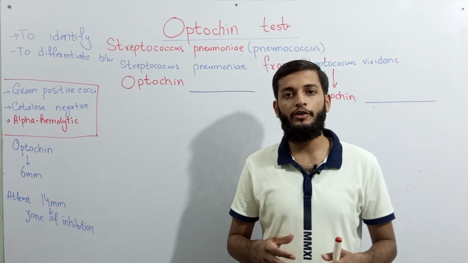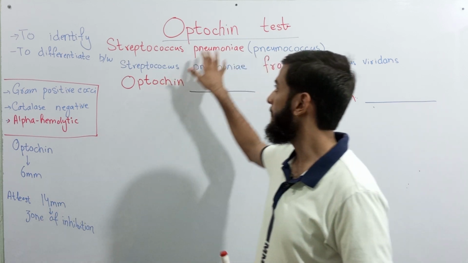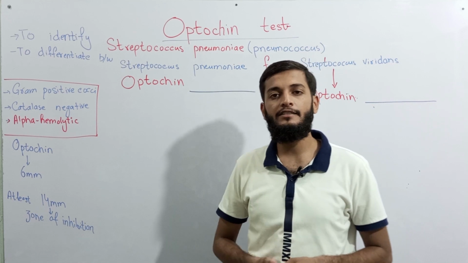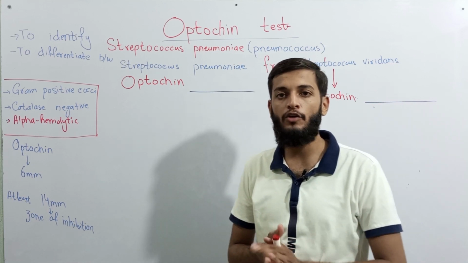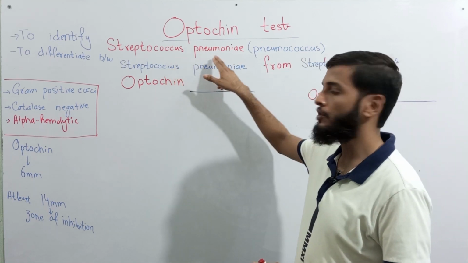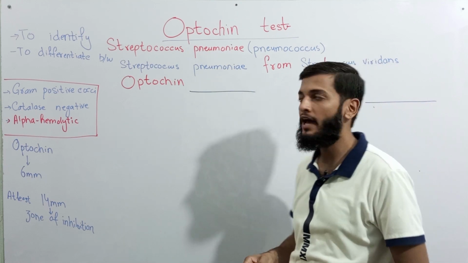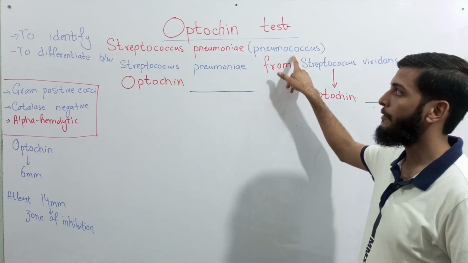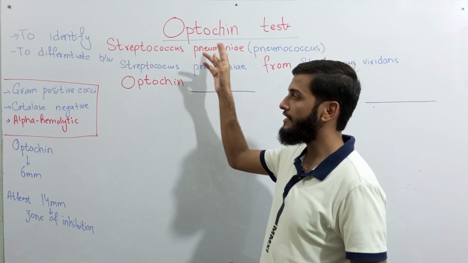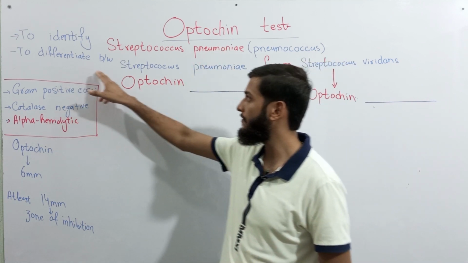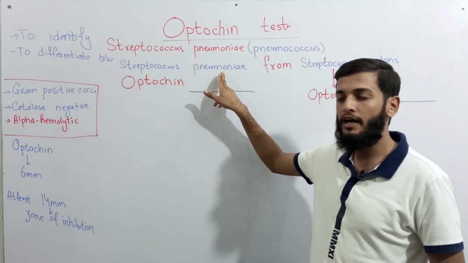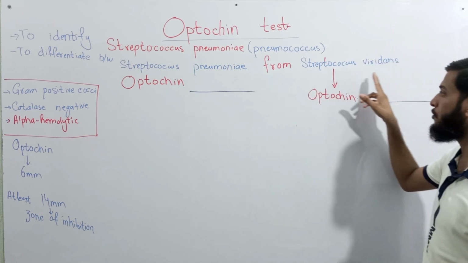In this video, we will talk about Optochin test. Optochin test is used for the identification of Streptococcus pneumoniae, which is also known as pneumococcus. Also, Optochin test is used to differentiate between Streptococcus pneumoniae from Streptococcus viridans.